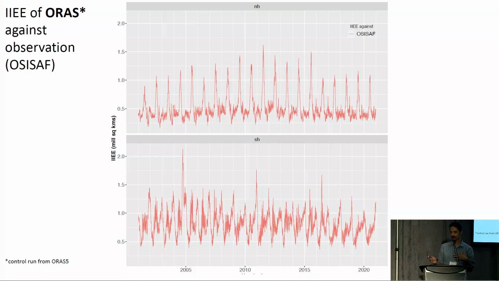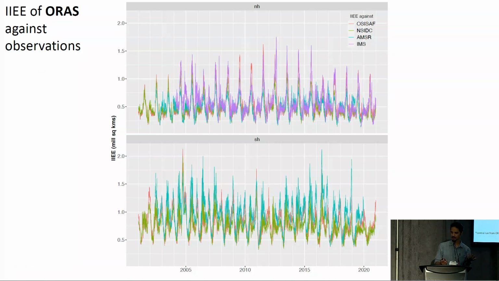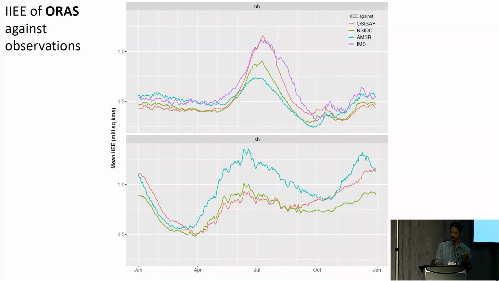So let's kick out the climatology for now and bring in other observations. We see that, okay, this is true when compared against other observational data sets as well, that the errors are substantial and there's a very clear seasonal pattern to it. So if we just look at the mean seasonality, we see that the ORAS-5 ice edge has an integrated ice edge error of around 500,000 square kilometers in the winter.